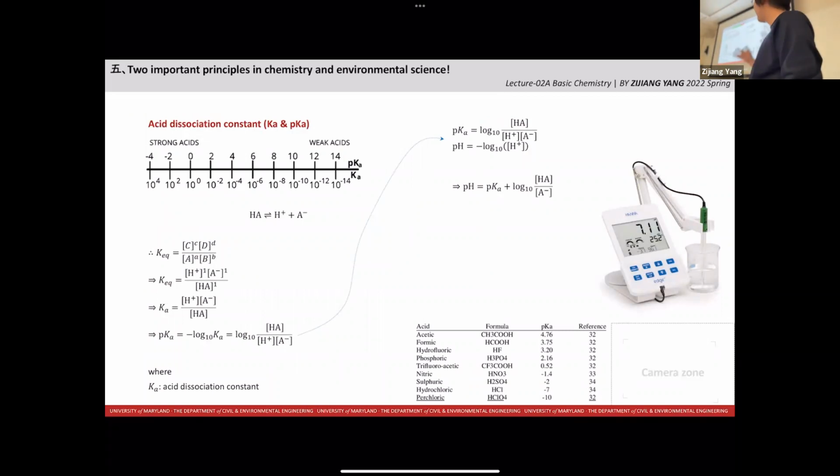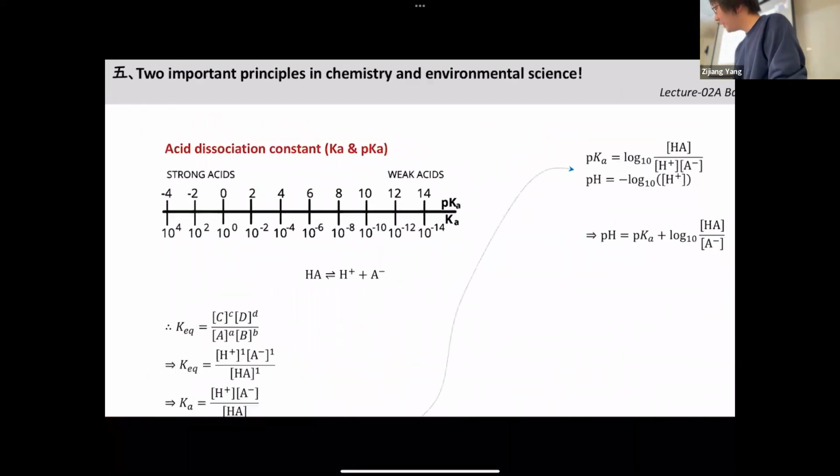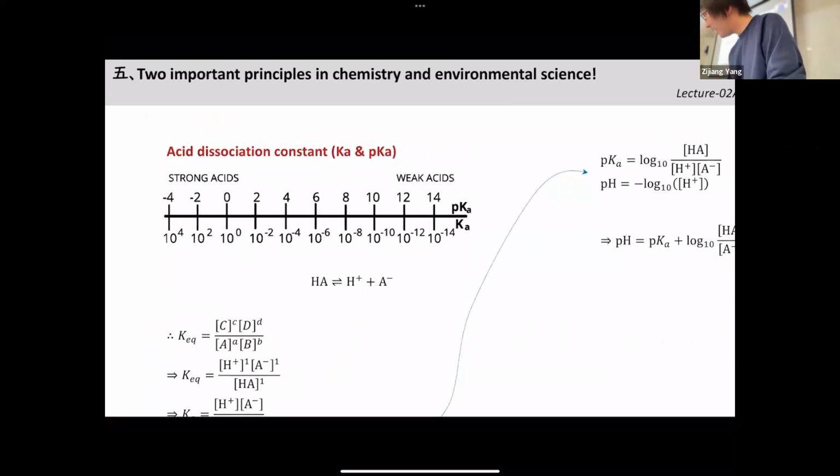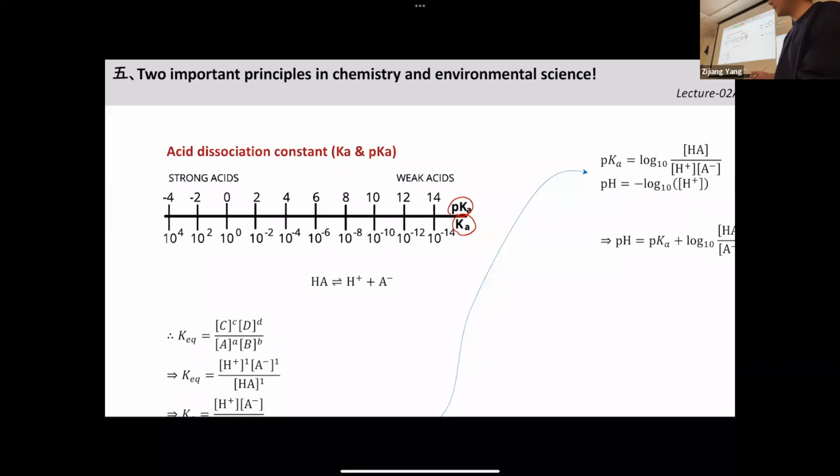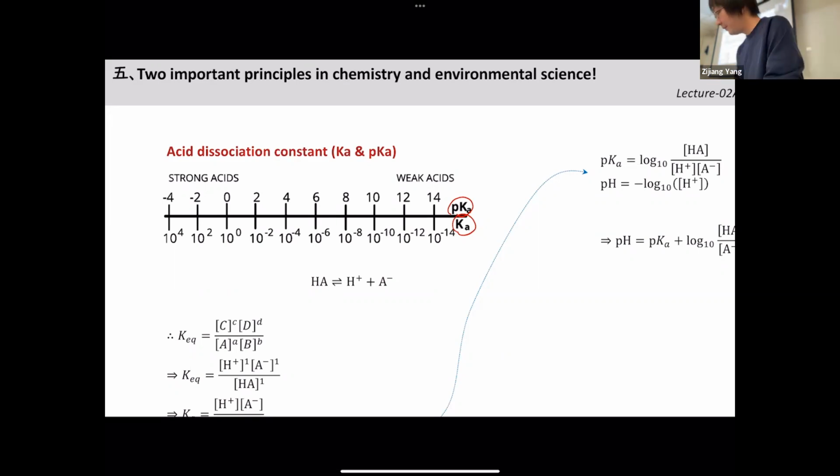If we can remember that we have pKa and Ka, no matter what that is, these two parameters can be used to describe the weakness or strongness of an acid. The smaller pKa refers to a stronger acid, and the larger Ka refers to a stronger acid. So basically, we can use these two parameters to compare the strength of an acid.